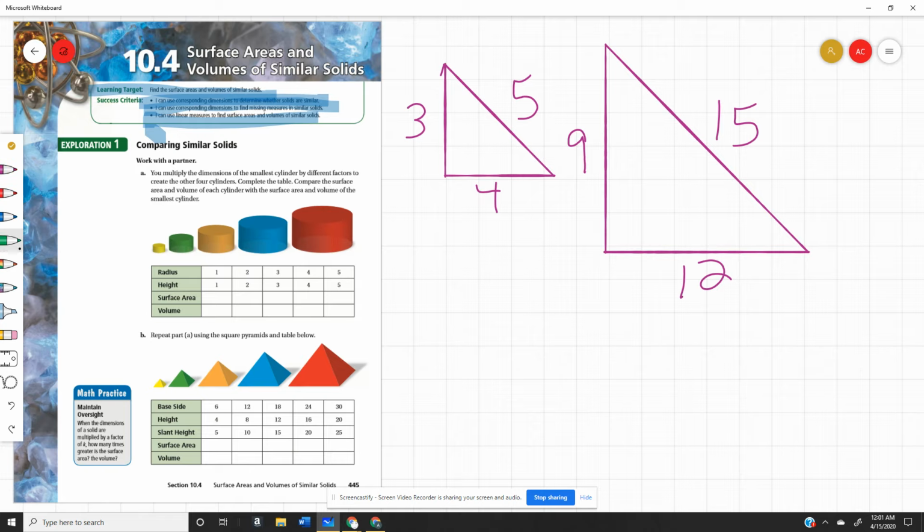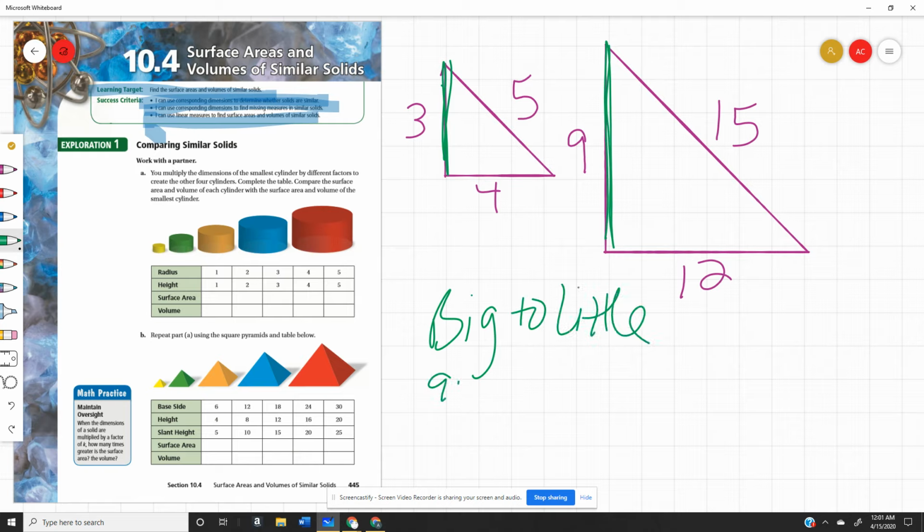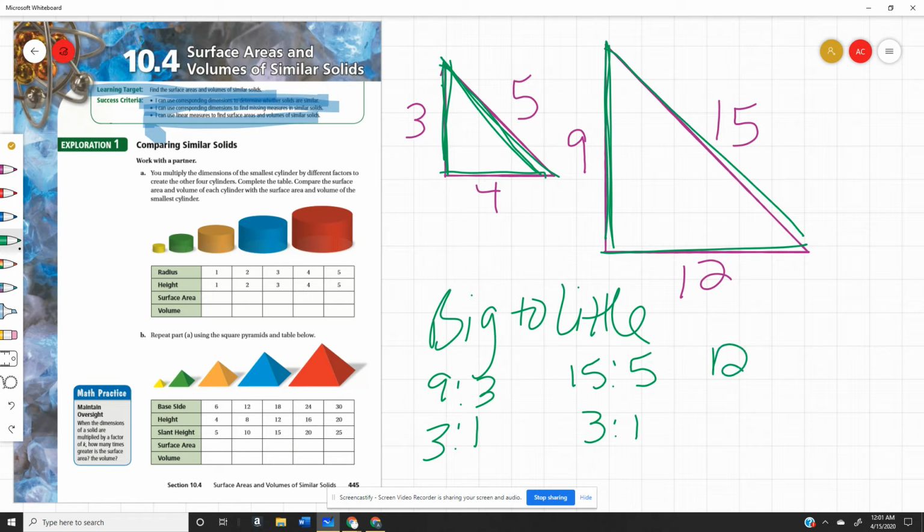So for instance, this side right here and this side right here, if I did big to little, this is a 9 to 3, which reduces down to a 3 to 1 ratio. And it's the same for all three sides. If we look at this side right here, we get 15 to 5, which reduces down to 3 to 1. If we look at the base, 12 to 4 reduces down to 3 to 1.